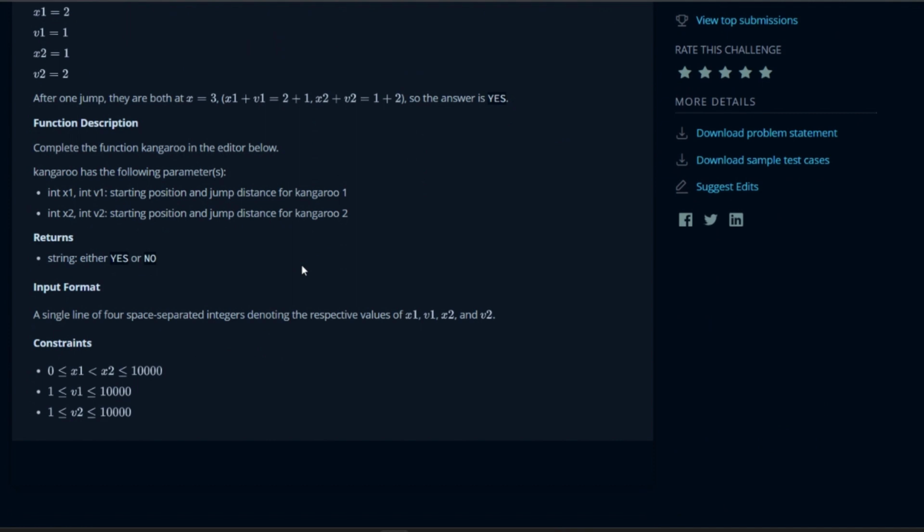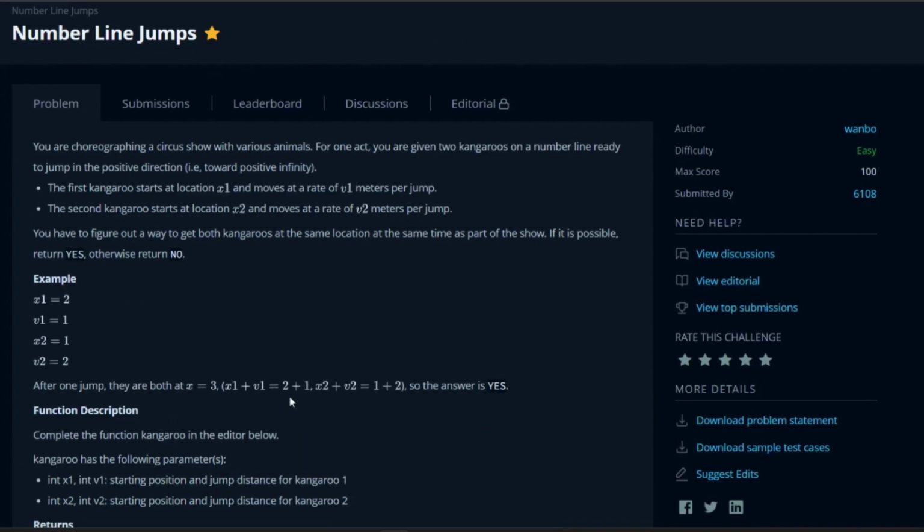Before that, we'll see what constraints they have given, right? The constraints are a very important part because they give us information about the variables and their ranges. The first constraint says that x1 will always be lesser than x2, and both will be between 0 and 10,000, and the same applies for v1 and v2. So we will try to understand how we are going to tackle this problem.